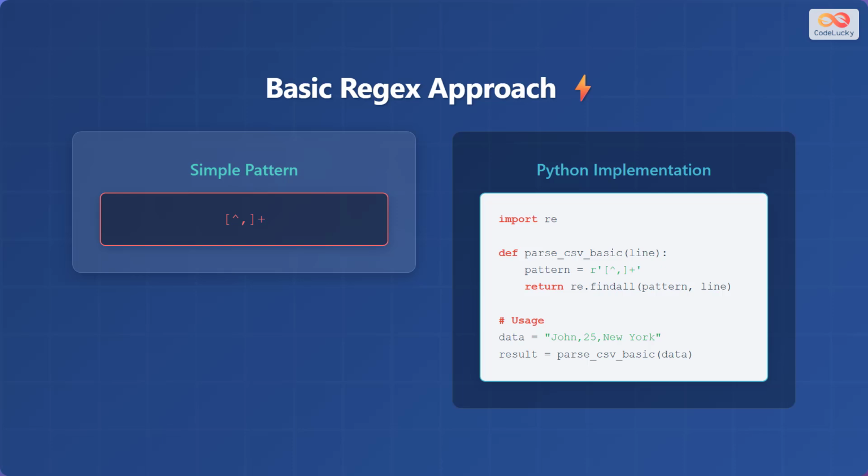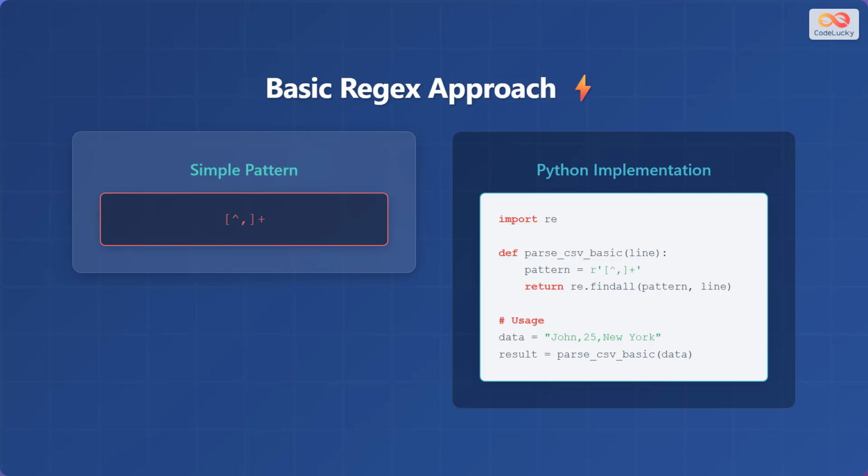Let's start with a basic regex approach to parsing CSV data. A simple pattern to achieve this is shown here. The pattern is open square bracket, caret, comma, close square bracket, plus. This regular expression means match one or more characters that are not commas.